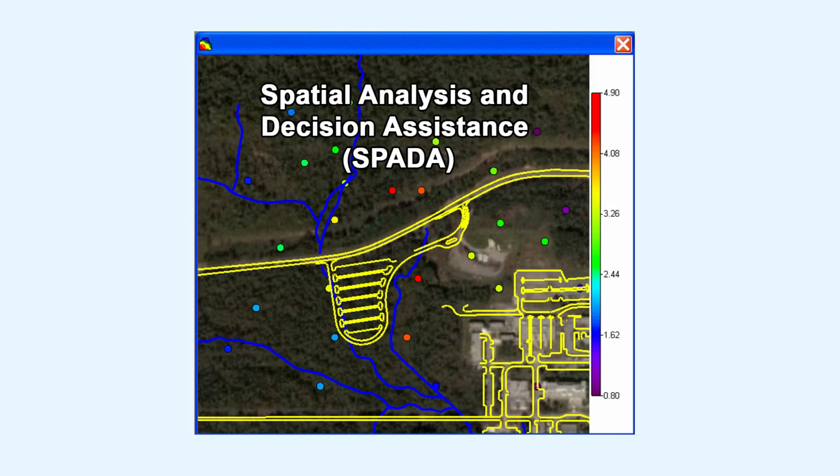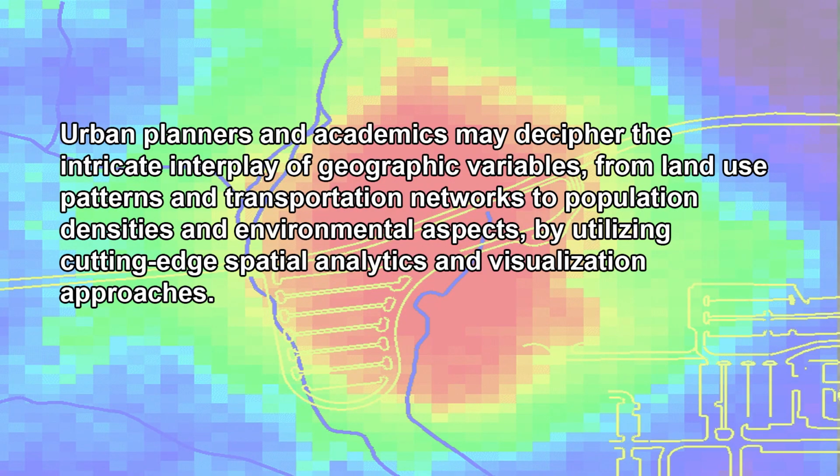Another software is Spatial Analysis and Decision Assistance (SPADA). SPADA emerges as a key resource in the dynamic world of urban planning where spatial considerations are crucial. This software provides a specialized toolkit that allows experts to analyze spatial data with unmatched precision. Urban planners and academics may decipher the intricate interplay of geographic variables ranging from land use patterns and transportation networks to population densities and also environmental aspects by utilizing cutting-edge spatial analytics and visualization approaches.